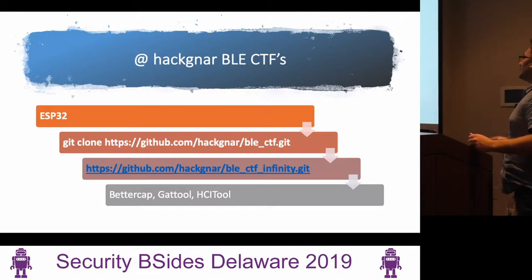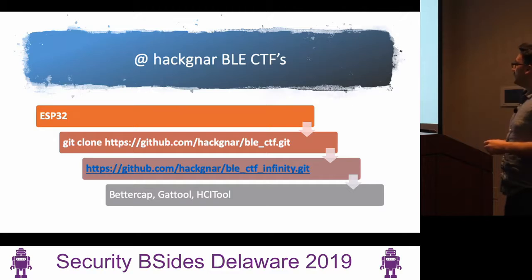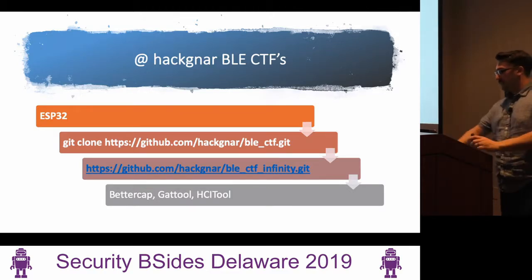And then there's one that's a little more advanced. He calls it BLE CTF Infinity. But again, you can complete all of this with just BetterCap, GATT tool, and HCI tool. So even if the Ubertooth is out of your budget for the time being, I know it's an expensive piece of hardware, a little over $100, you could jump into learning right out of the gate with, you know, a $30 investment.